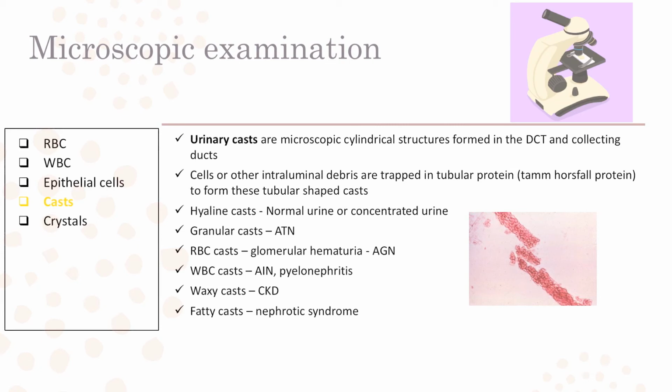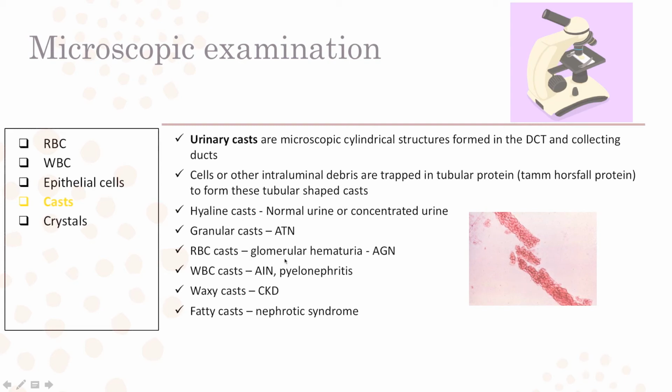So first is hyaline cast. Hyaline casts are formed in normal urine, or in concentrated urine also it is very commonly found, and it suggests no problem at all. Then second is granular cast. We will see this granular cast in the next slide. Granular cast is generally found in acute tubular necrosis.